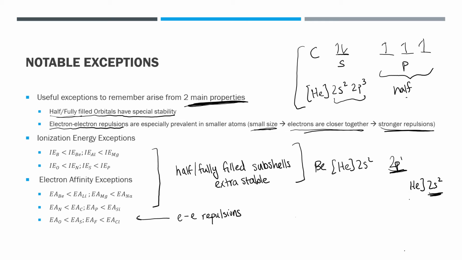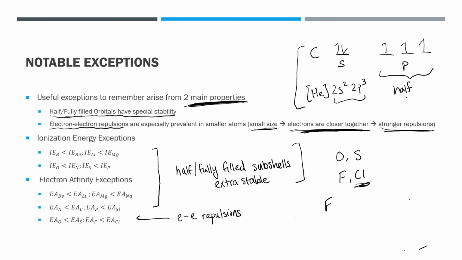And the last thing I want to talk about is the electron affinity exceptions that come from electron-electron repulsions. So this is a different category of properties that causes the exception. So let's look at oxygen and sulfur, and fluorine and chlorine. If I add an electron to fluorine, because the fluorine atom is so small, the electrons are so close together that there's going to be really strong repulsions. And this is going to cause a super high-energy fluoride anion when I add an electron to fluorine, comparatively.